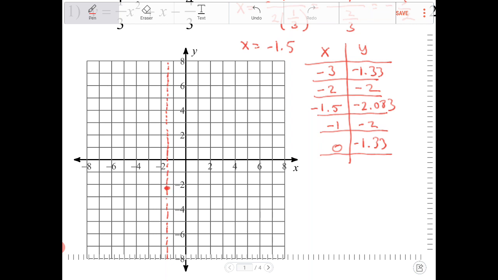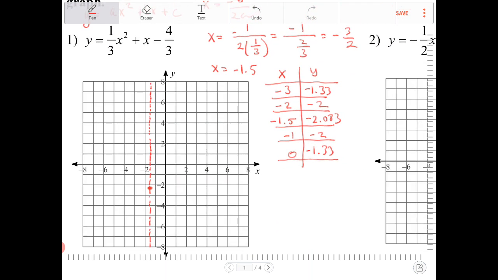Okay? So what we have then is, at -1.5, we have -2.083, and that's really tricky to graph, right? That's okay. So I have that. And then I have -1 is -2, so it's there, and then at 0 it's -1 and 1/3, so that's right there. And similarly on the other side, I'm going to end up with something similar, so I have something like that. And if you look at this, probably this is not enough. But I'm telling you now, when you're graphing, you should have, at standard, 5 points minimum.